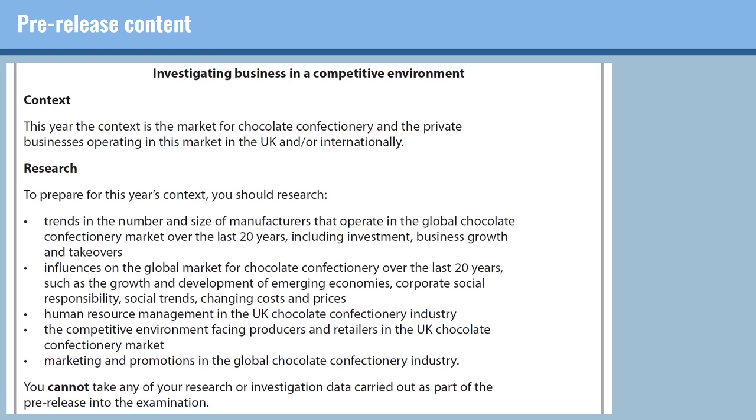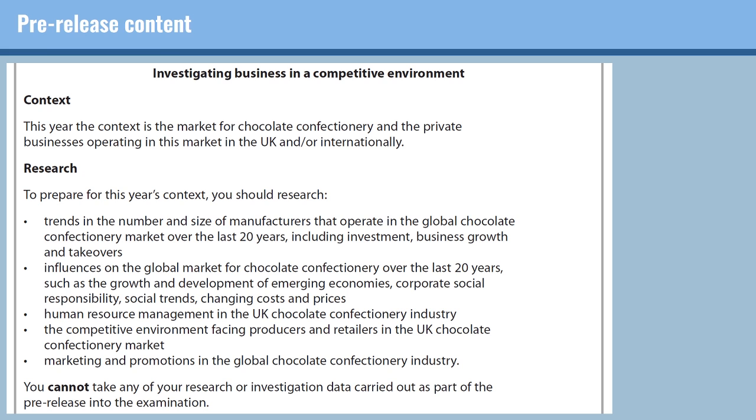So we've got this pre-release content. This is what the exam board gives us at the start. We get it in about November or so. So you've had this for a while. They say this year the context is the market for chocolate confectionery and the private businesses operating in this market in the UK and or internationally.